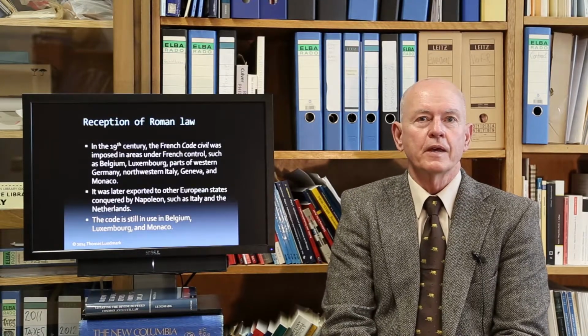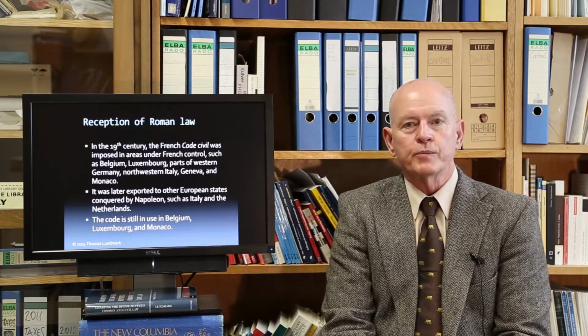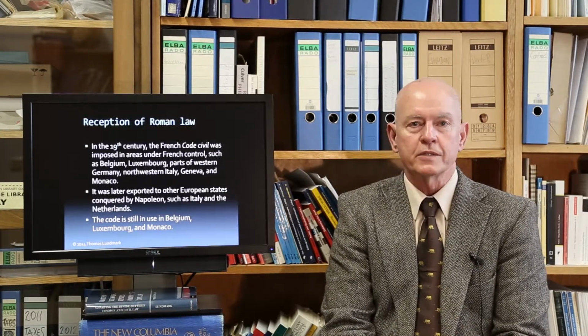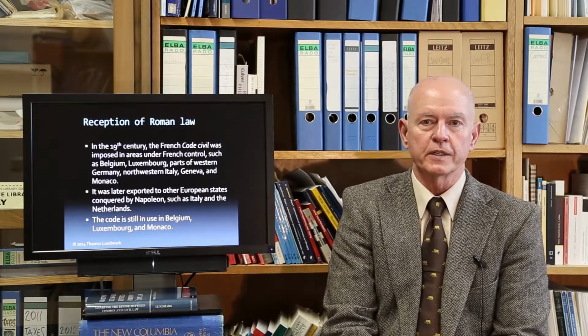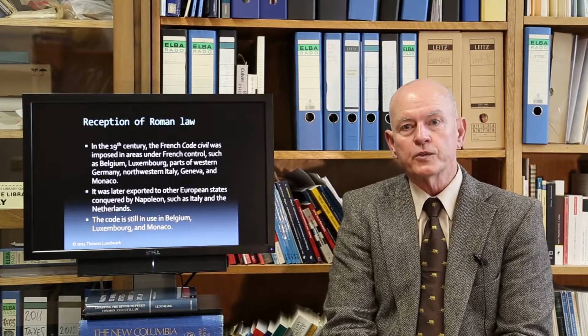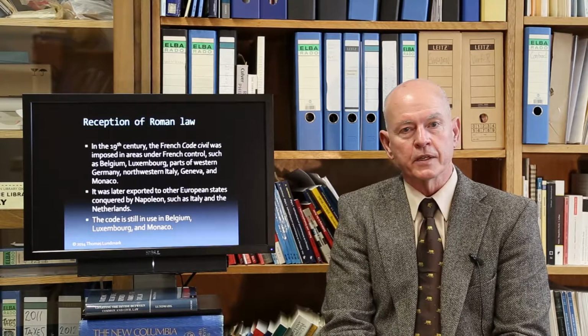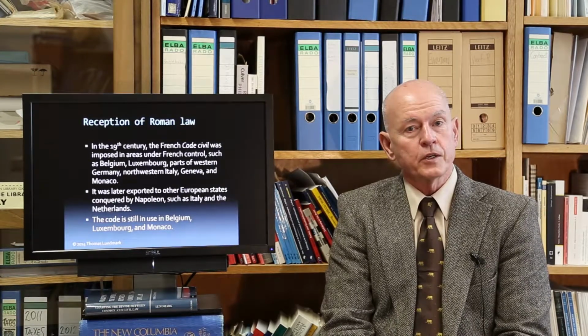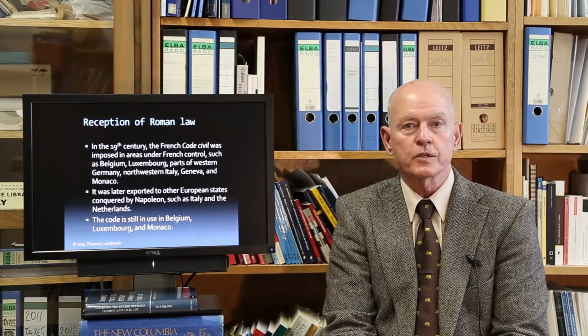In the 19th century, the French Code Civil was imposed in areas under French control, such as Belgium, Luxembourg, parts of Western Germany, northwestern Italy, Geneva, and Monaco. It was later exported to other European states conquered by Napoleon, such as Italy and the Netherlands. And the code is still in use today in Belgium, Luxembourg, Monaco, and of course, France.